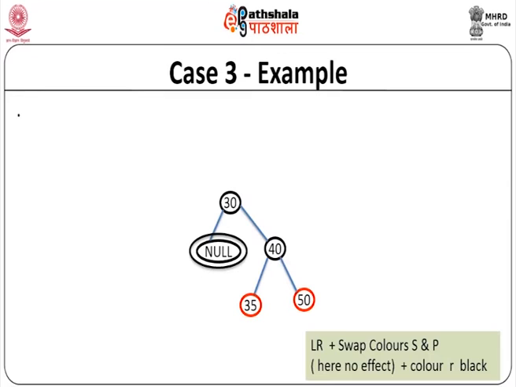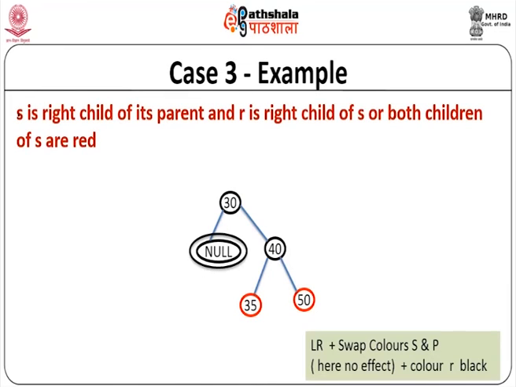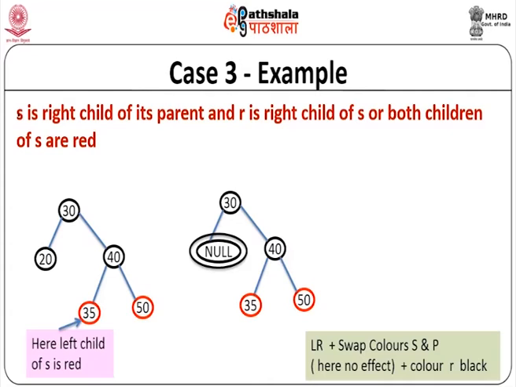Now, let us take a case and see what happens. S is a right child of its parent and R is the right child of S, or both its children are red. So, one of the children has to be red, that is all the condition here. So, now what happens: left rotation plus swap colors, and color R black. So, that is what we are going to do.